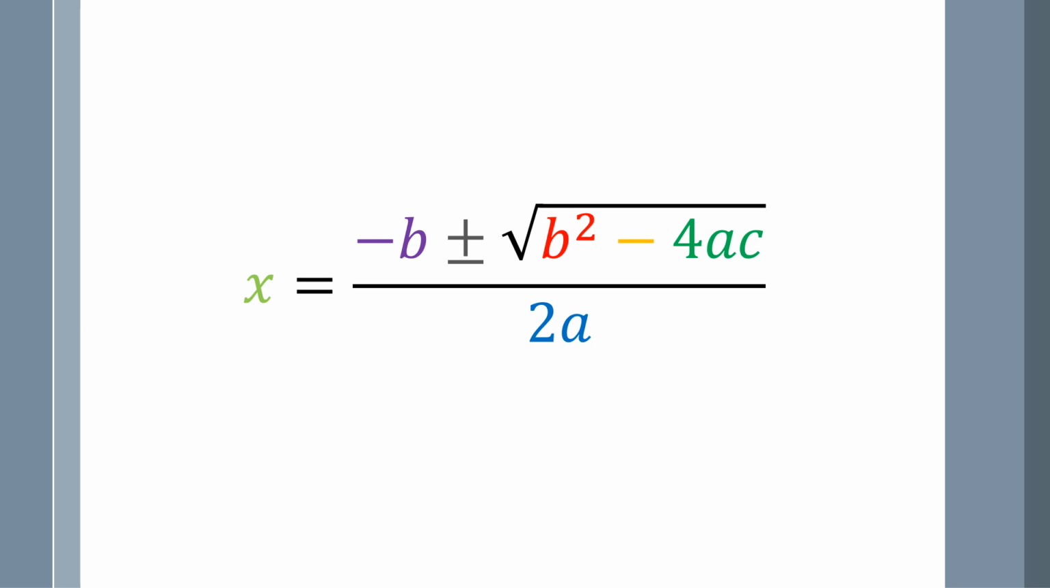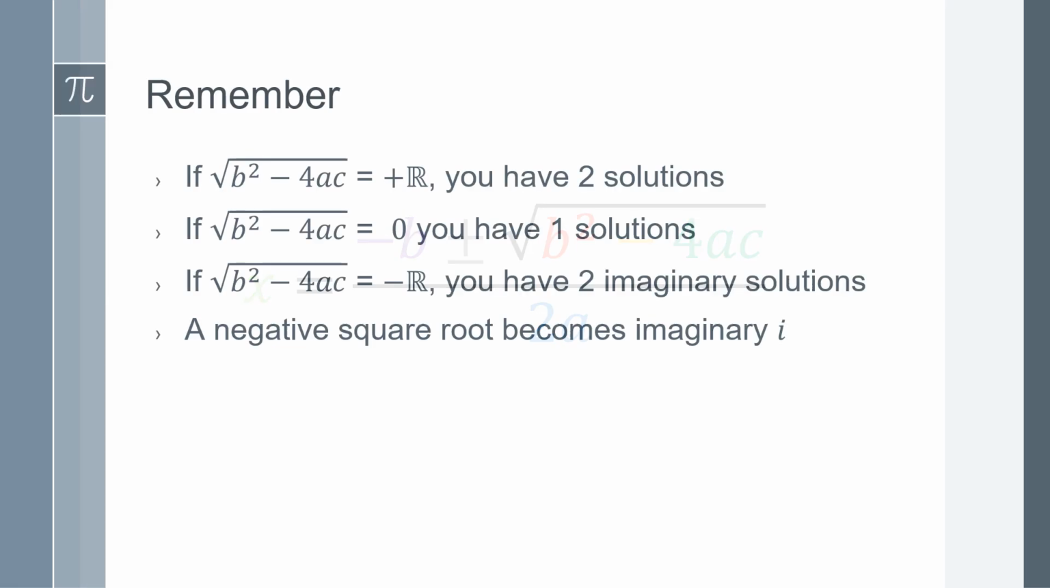Alright, remember the quadratic formula. X equals the opposite of b plus or minus the square root of b squared minus 4ac, all over 2a. So just remember, when you're doing the quadratic formula, if the value under the square root is positive, you're going to have two real solutions. If it is 0, you're going to have one solution. If it's a negative number in the square root, it's going to be two imaginary solutions. And remember, a negative number in the square root becomes imaginary.